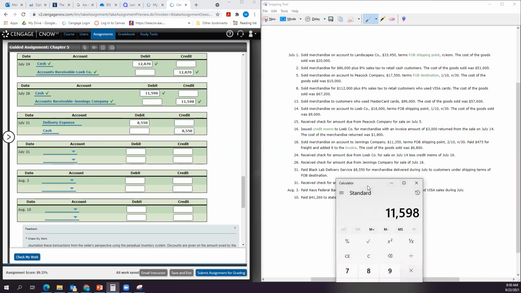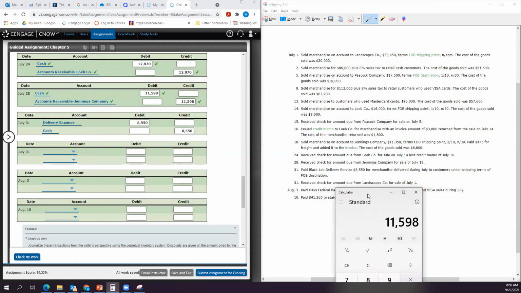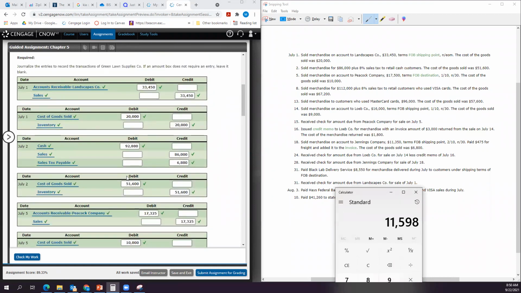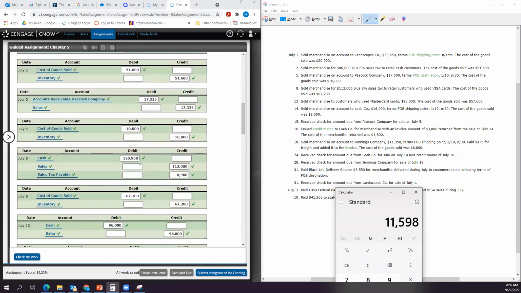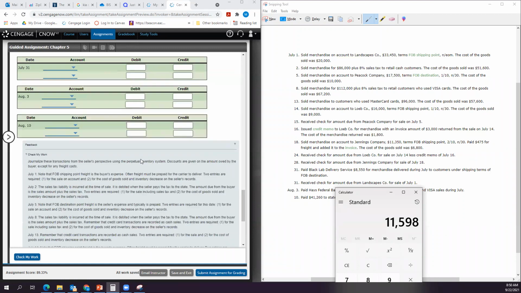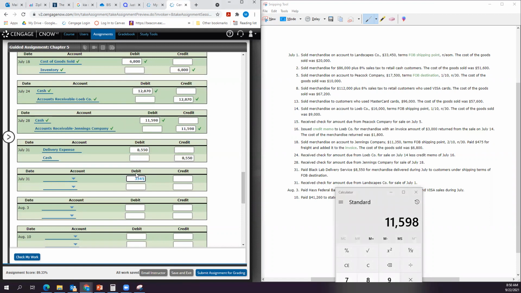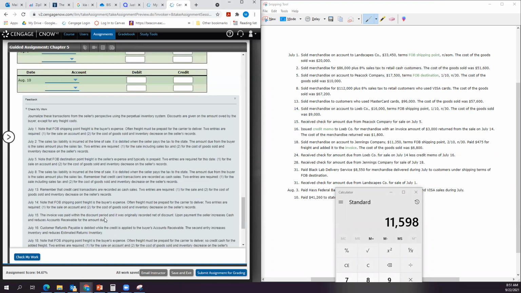Another July 31st transaction, we received a check for the amount due from Landscapes for the sale of July 1st. So we could go all the way back up to July 1st. Landscapes owed us $33,450. I don't think there were any other transactions with them. And again, this is going to be our cash going up and our accounts receivable for that company, Landscapes, going down. Check it, make sure we're on the right track.